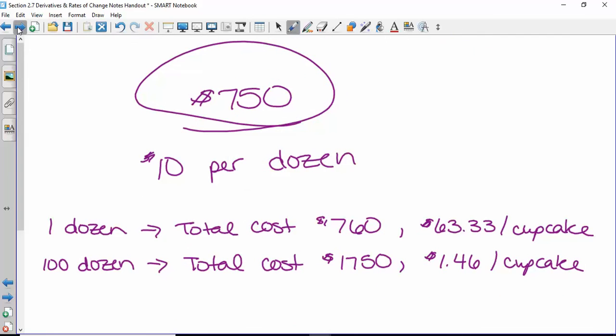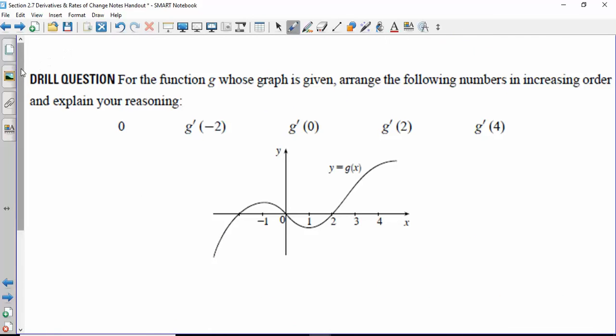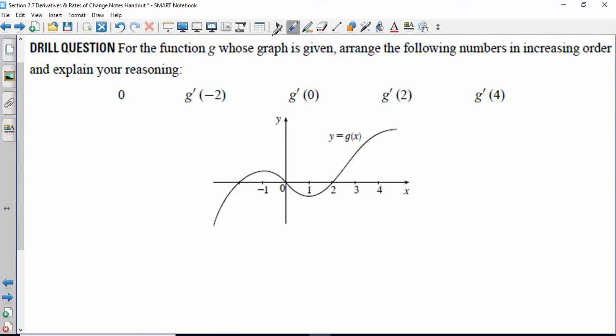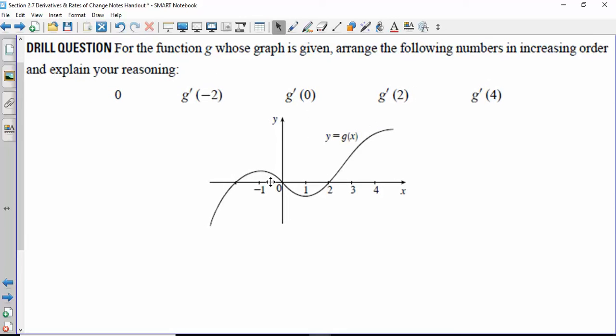So let's take a look at kind of comparing derivatives again, but this time I'm giving you a graph. So here's my graph. I want to arrange these in increasing order, so small to large. So we have 5 things. Okay, let's see. This one's just a 0, so that's fine. G prime of -2. What does that mean?